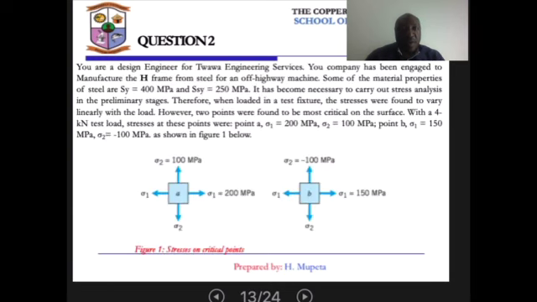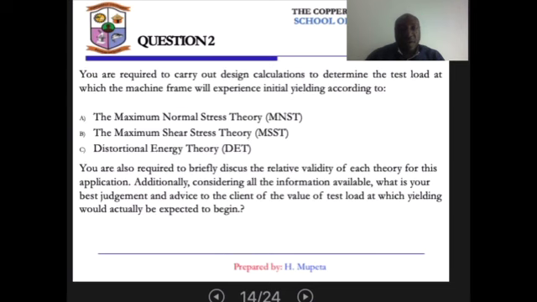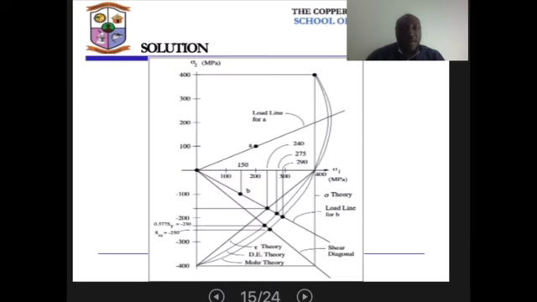So from the question here, we have this load that has been given for the specimen, 4 kilonewton, and we're going to use this load for the specimen to help us find the test load according to the maximum normal stress theory, the maximum shear stress theory, and the distortional energy theory. And from this graph, we know that there is also the Mohr theory, but from the question it has not been asked. But according to what we are going to do as we analyze, you will be able to even extrapolate it to the Mohr theory. Okay, so we begin with A.